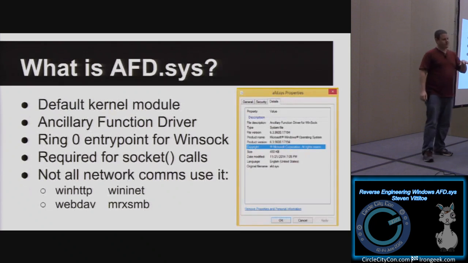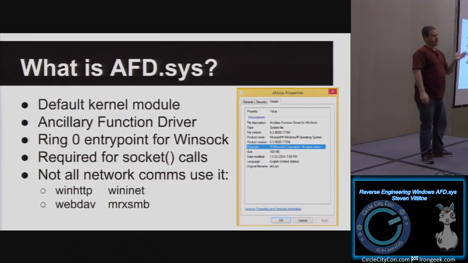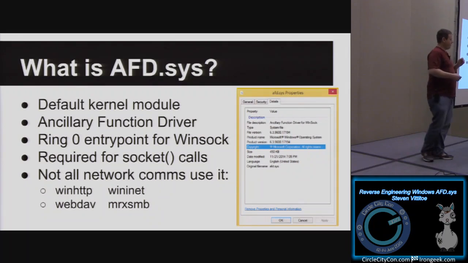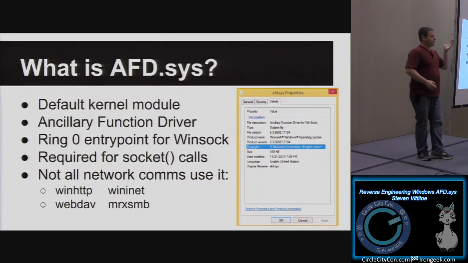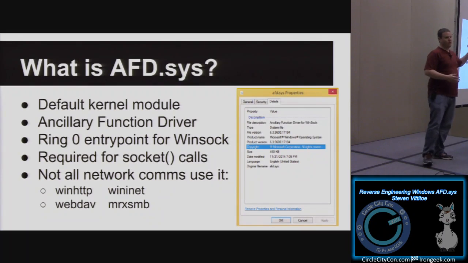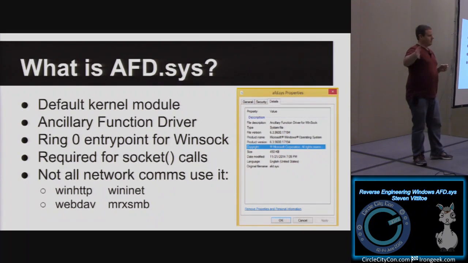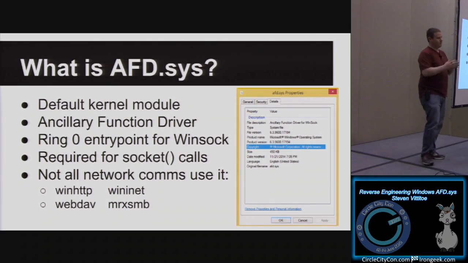Okay, so what is AFD? It's a file, right? It's in C, Windows, System32, drivers. There's a file, AFD.sys. It's about 500K. You can look at the properties on it. It gets loaded by default every time you turn on any Windows computer, all the way back to Windows 95, right? This is an old driver. And it's still in Windows 8.1, right? The same concepts have been there for the last 20 years.